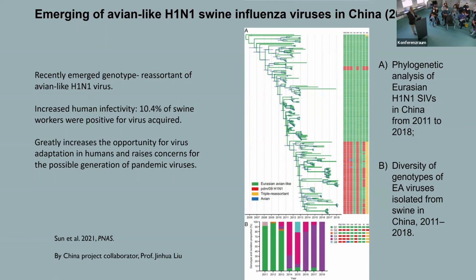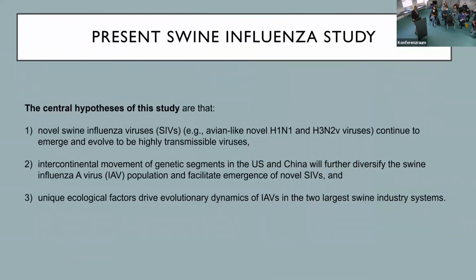That's just a phylogenetic tree of this H1N1 from 2011 to 2018, and the bottom part is just the diversity of the virus and the change. So in this present study, we have a few hypotheses, and one is that novel influenza viruses continue to emerge and evolve to be highly transmissible viruses. That there's also intercontinental movement of genetic segments in the US and China, and that's going to further diversify the swine influenza viruses and facilitate the emergence of novel swine viruses, right? And so we think that we can actually characterize the ecology of the swine industries to sort of understand and predict the evolutionary dynamics of swine influenza virus.